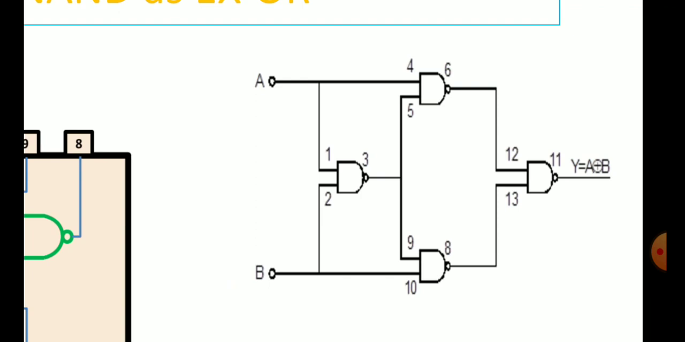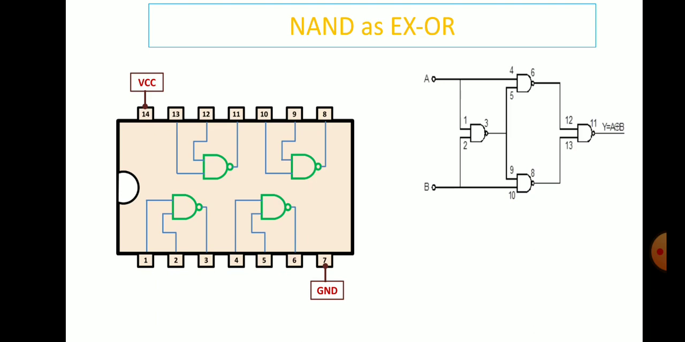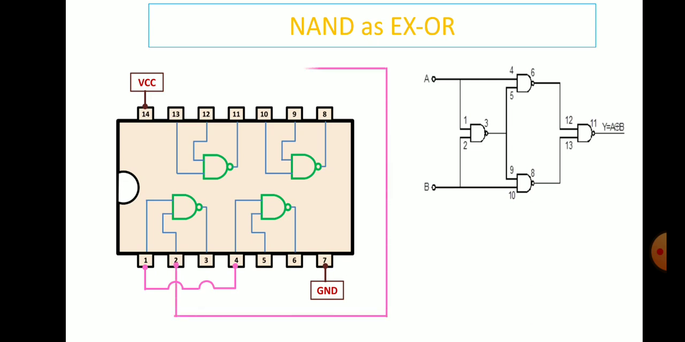In this we are going to use 4 logic gates. This IC consists of 4 gates. All these 4 gates we are going to use for constructing this XOR gate. So first, pin number 1 and pin number 4 are connected. Pin number 2 and pin number 10 are connected together.